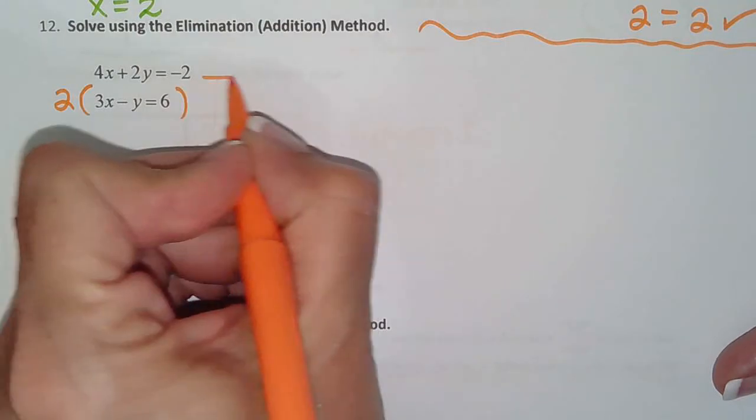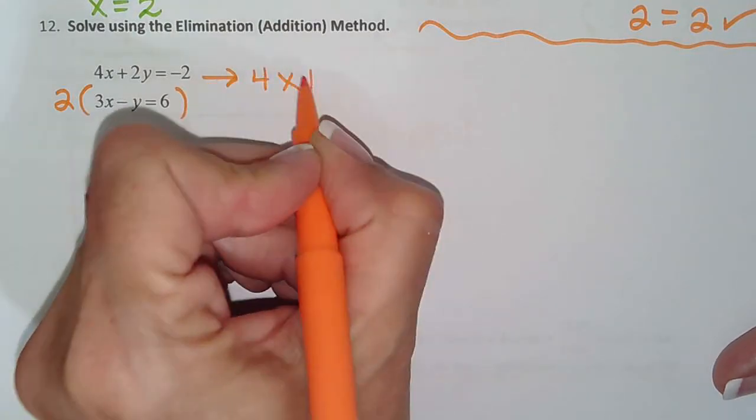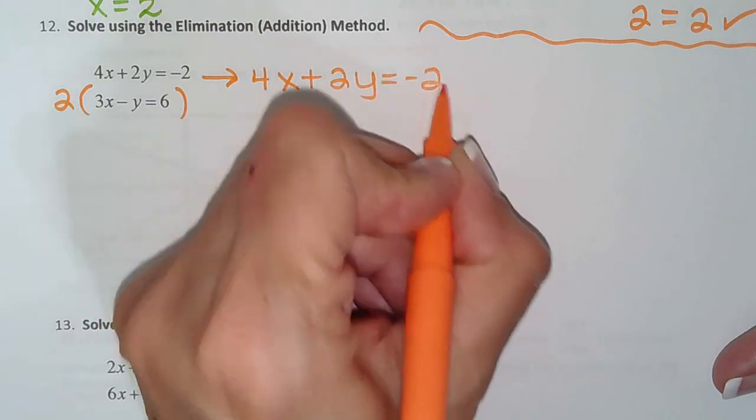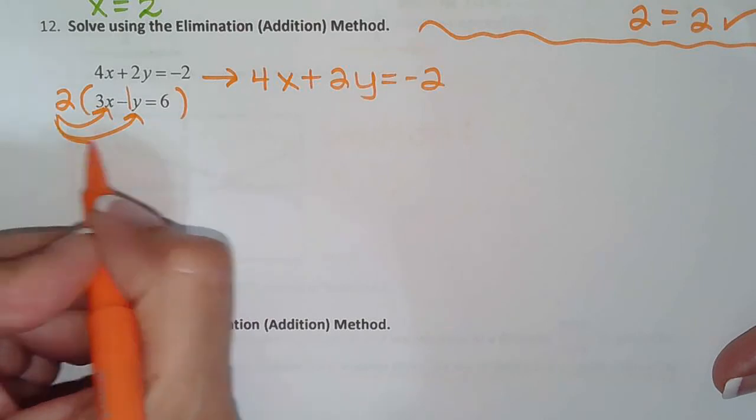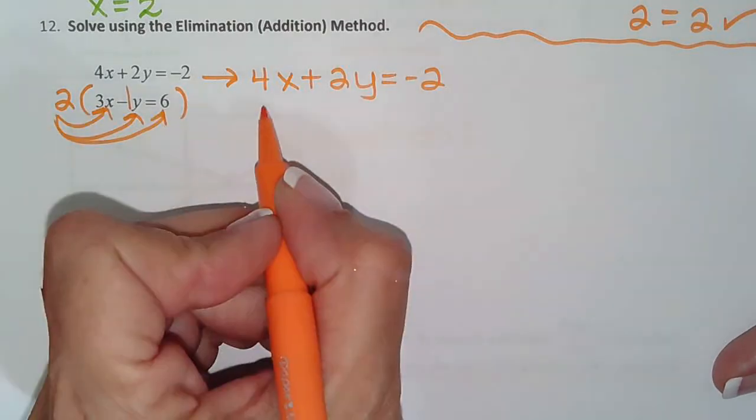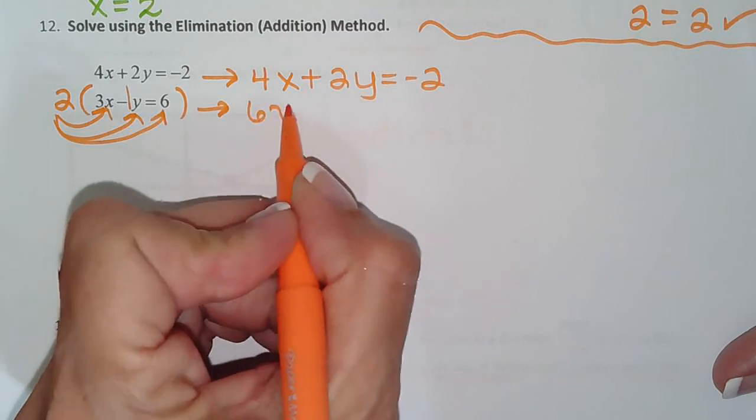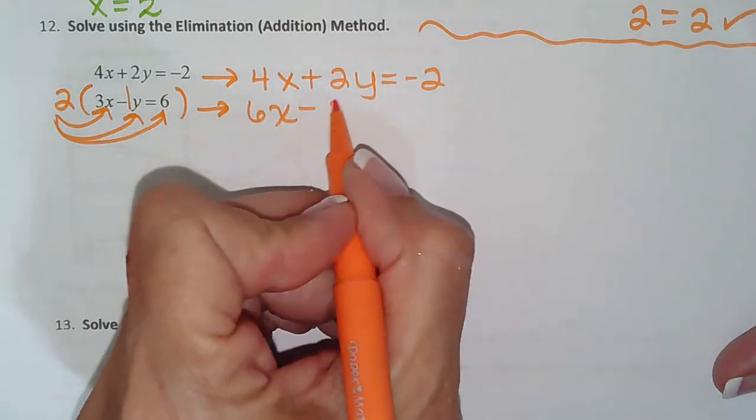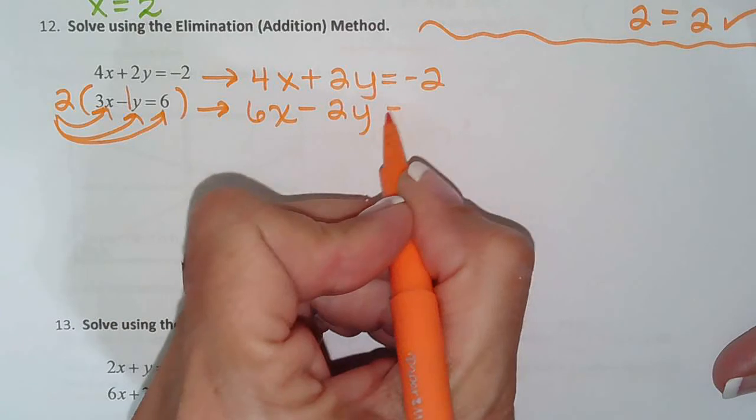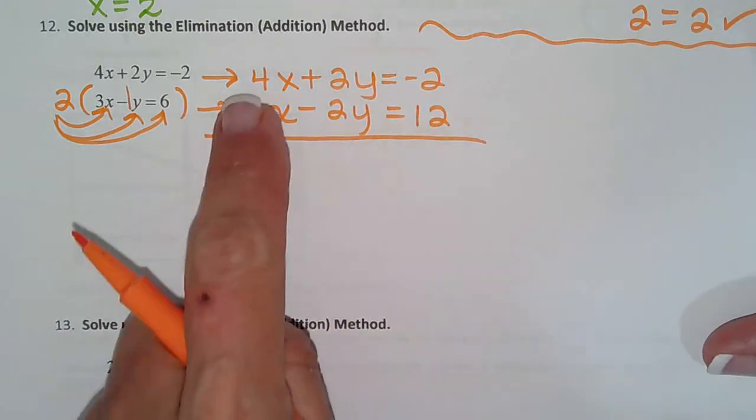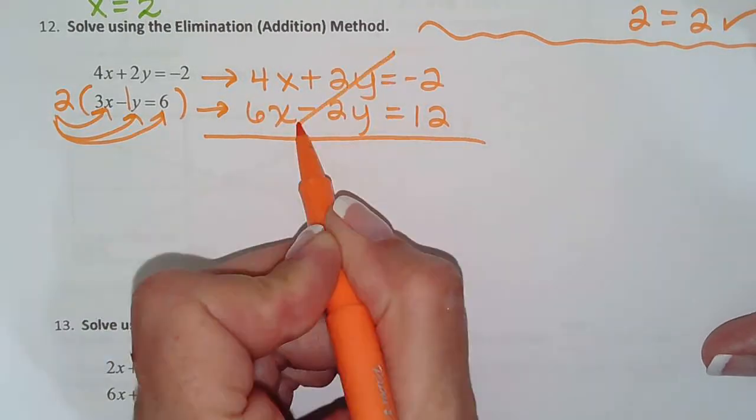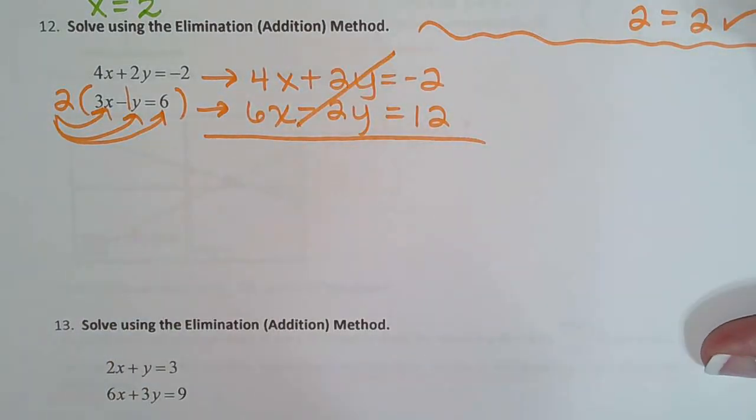So our top equation stays the same, 4x plus 2y equals negative 2. And this next equation is going to get distributed, and remember there's a 1 there. So 6x minus 2y equals 12. So before you go on, check to make sure you've made opposites. Yes. So the minute you see the opposites, cancel them because 2 minus 2 is 0. And now we're going to add the equations together, hence the other name, addition method.